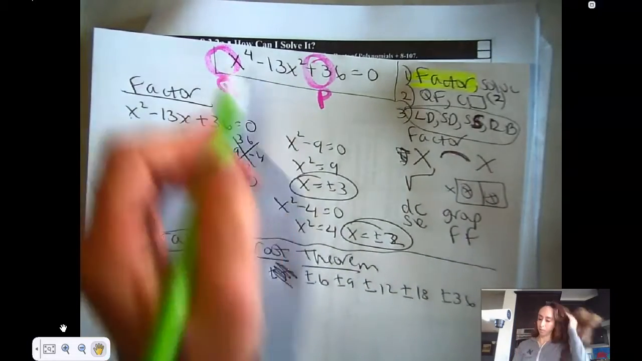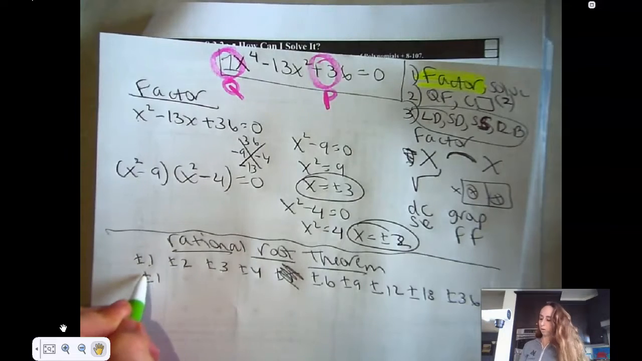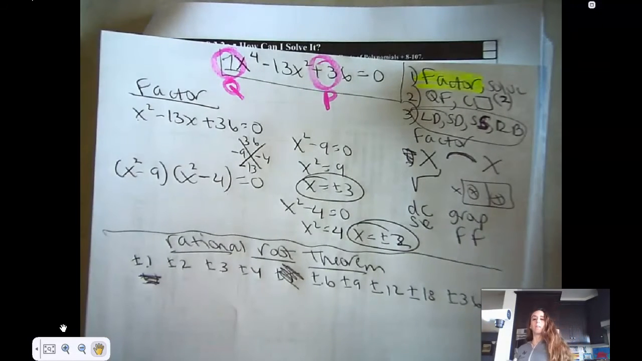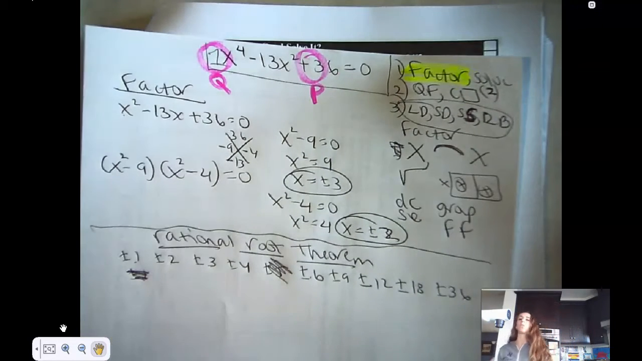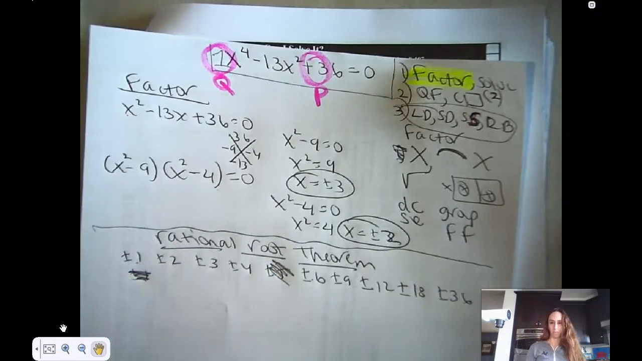Then I do all the possibilities of this number, plus or minus 1. Well, plus or minus 1 is already counted. So what that tells me is that out of whole numbers and fractions, these are all the possible ones that could work. Okay?